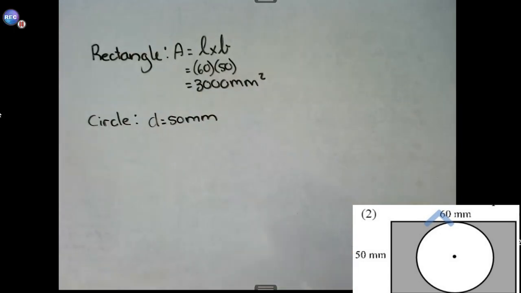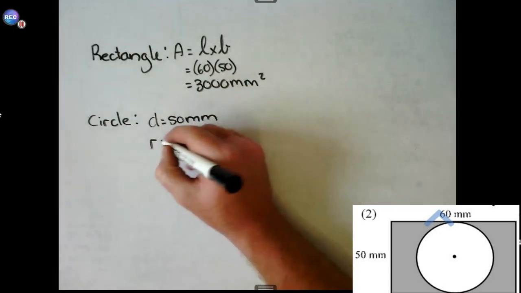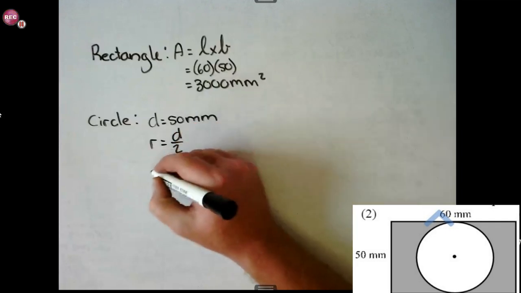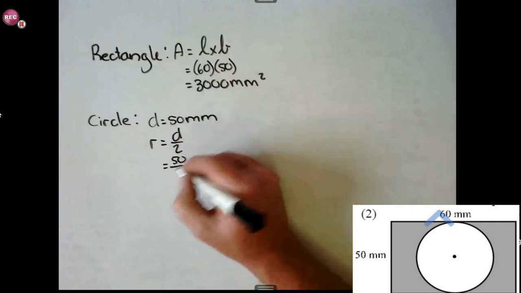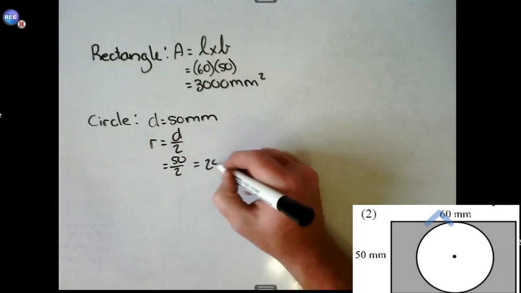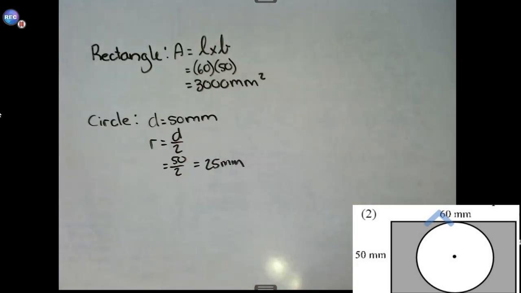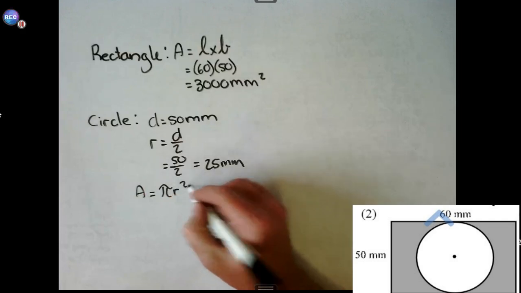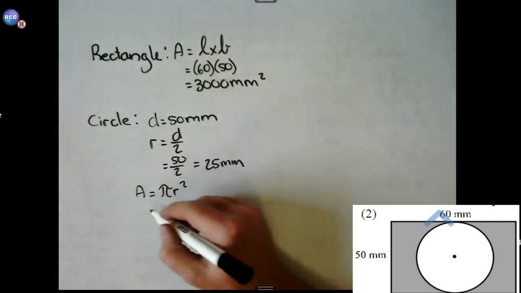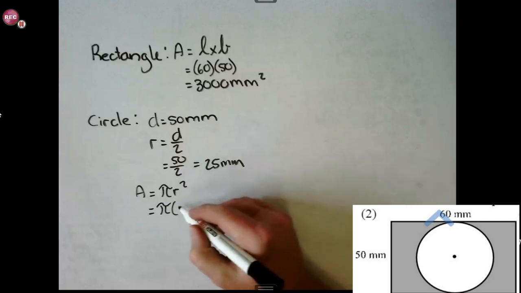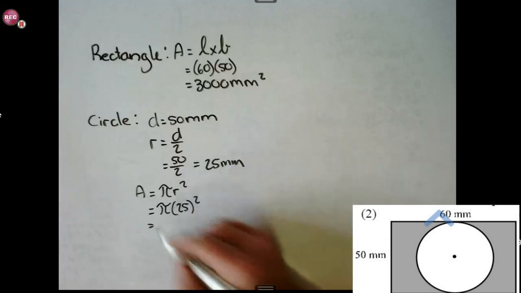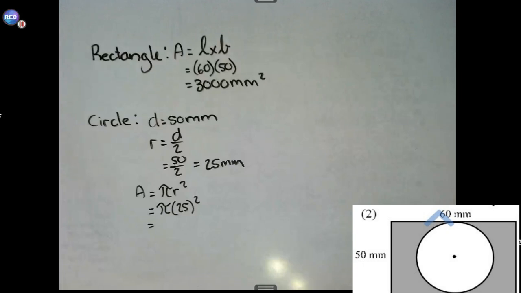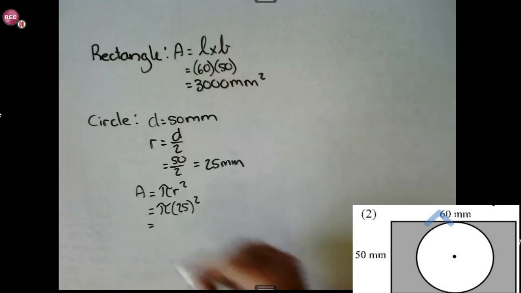We need the radius to calculate the area. So radius is equal to diameter divided by 2. Therefore we say 50 divided by 2, and that would give us 25 millimeters that we can work with. Okay. So calculating the area is A equals pi times radius squared because it's a full circle. We will then say pi open bracket 25 squared, and if you put that into your calculator, you will get an answer of 625 pi.